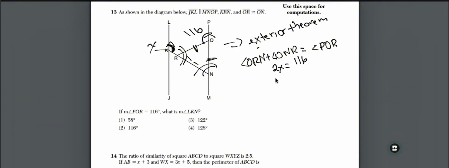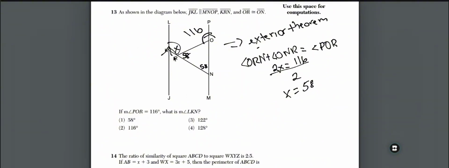Haneen, why are you doing that? You'll see. So then I'm getting this, and I'm going to divide, and I'm going to get x equals 58. So this angle is 58. This angle is 58. Right? Let me just erase all these markings, but please remember those markings. So this is 58, and this is 58. Right? And I'm looking for this angle right here.